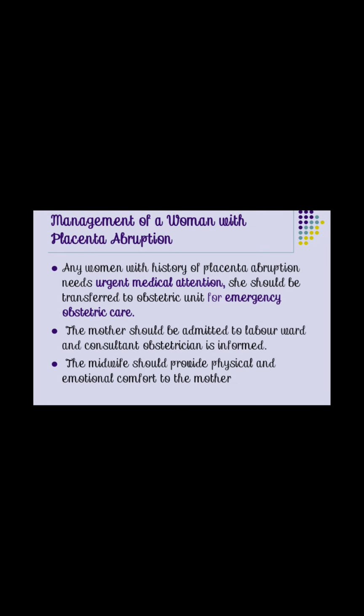Let's see management of a woman with abruptio placenta. Sasa utamsaidiaje mama mwenye abruptio placenta? Any woman with history of placenta abruption needs urgent medical attention. She should be transferred to obstetric unit for emergency obstetric care.